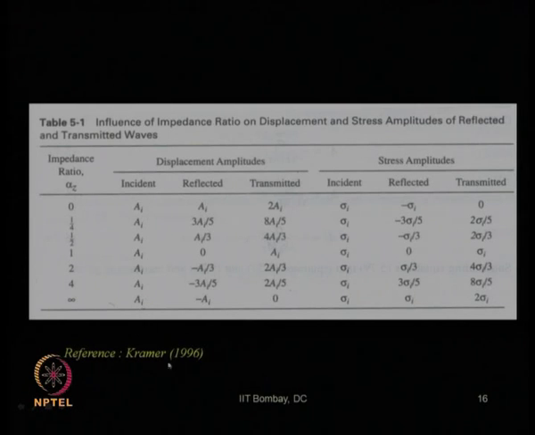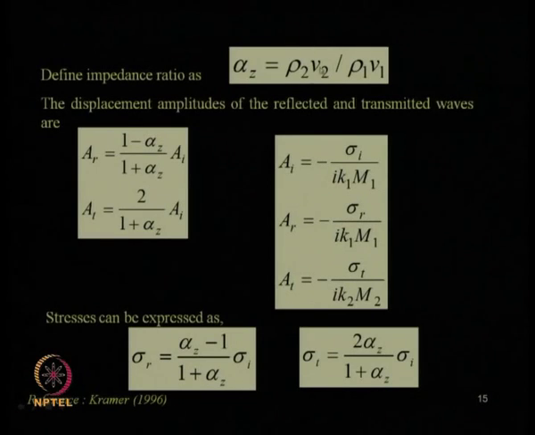So, let us look at this table. This table is taken from Kramer's book, table 5.1. What are the influences of this impedance ratio value, that alpha z value, on the displacement and stress amplitude of the reflected and transmitted waves? If you see, the impedance ratio equals 0. What does it mean, impedance ratio equals 0? Let us go back to the definition. Impedance ratio 0 means this is 0. Am I right? Okay.